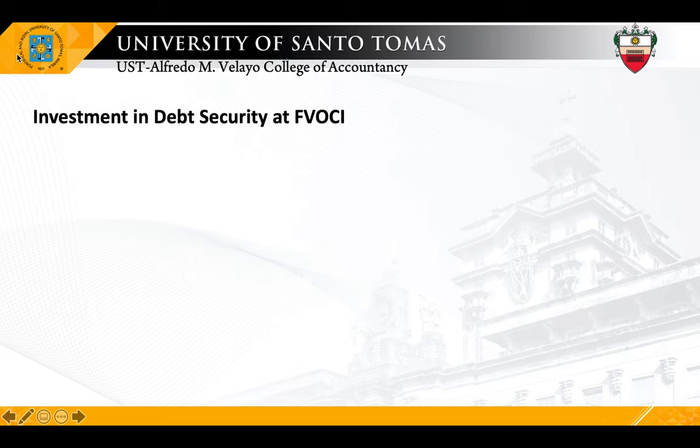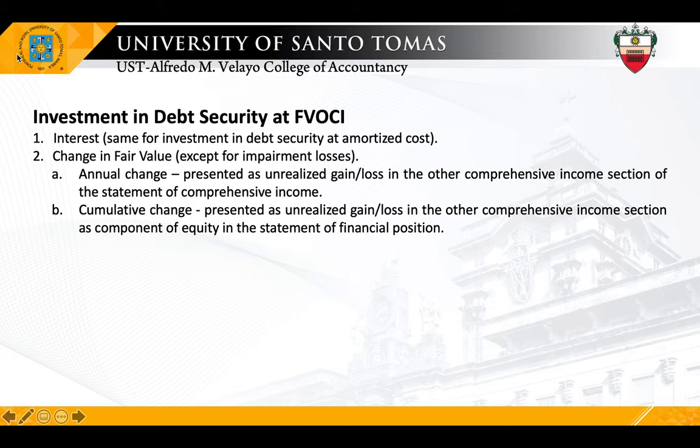Now, how about investment in debt security at fair value through other comprehensive income? As regards interest, so interest received, interest income, amortization of discount and premium, same with investment at amortized cost. Okay? Or change in fair value, so except impairment losses. So we need to specify whether the change in fair value is the annual change.